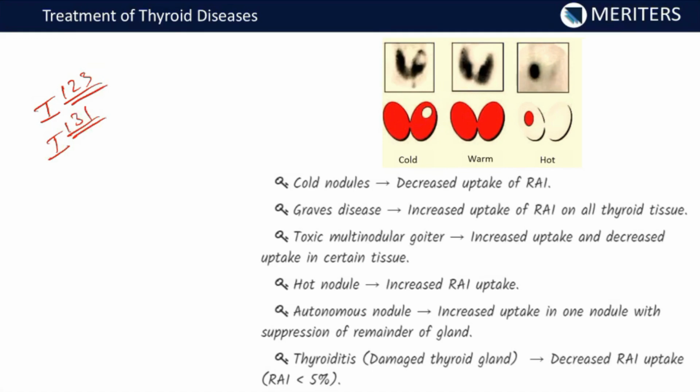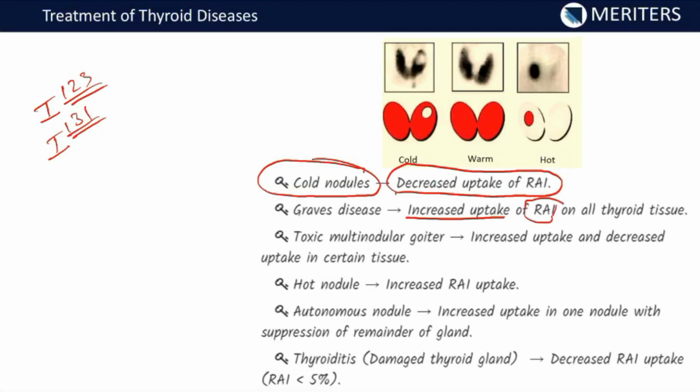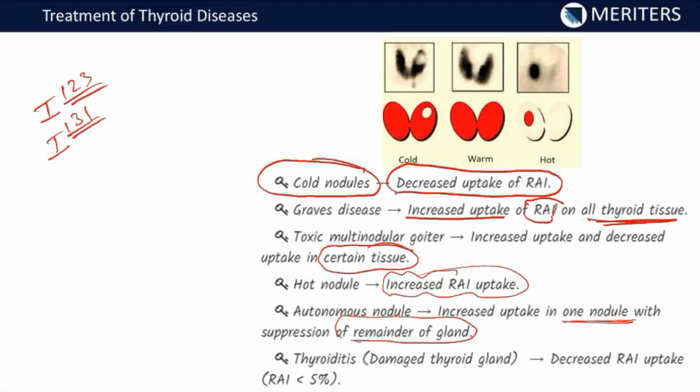Now, this cold nodule, let's revise it again. Cold nodule means decreased uptake of radioactive iodine. Graves disease, increased uptake of radioactive iodine in all thyroid tissue. Toxic multinodular goiter means increased uptake and decreased uptake in central tissues. The hot nodule means increased uptake. Autonomous nodule means increased uptake in one nodule with suppression of the remainder of the gland. Now, in thyroiditis, where the gland is damaged, there is decreased radioactive iodine uptake.